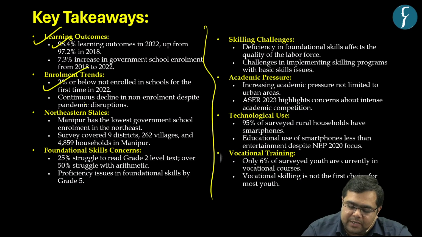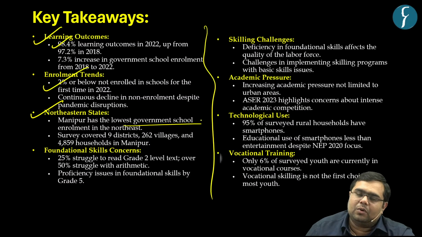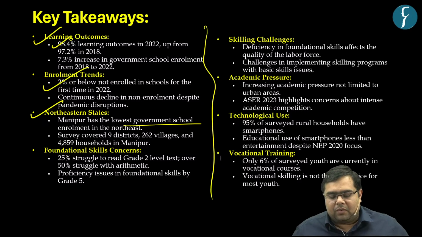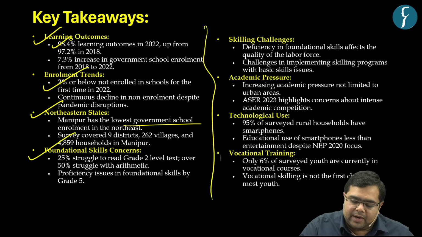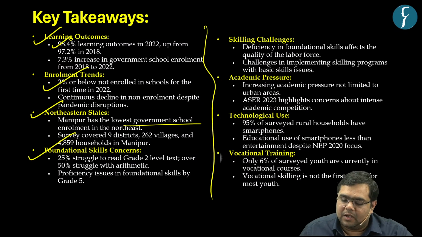The third aspect is that even in this report, states from the northeast were covered, and Manipur showed that it has the lowest government school enrollment ratio in the northeast. Then again it raised concerns with respect to the foundational skills that are being acquired by the students or youngsters that are studying in schools.